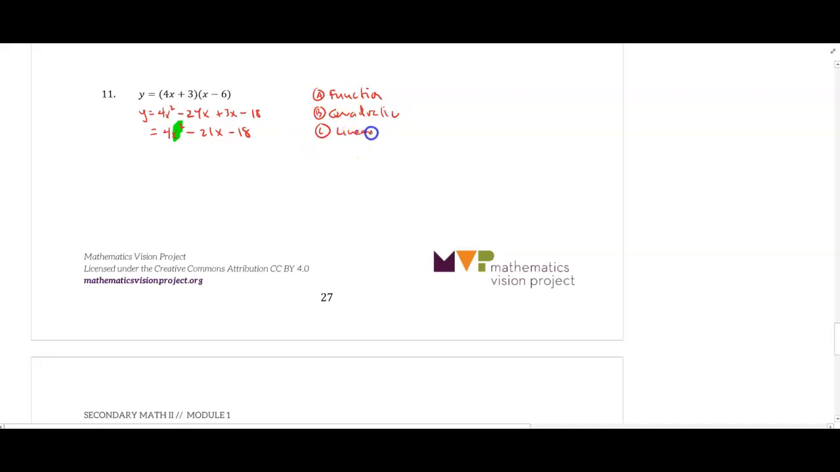C, I know it's a linear rate of growth. And what I would do is just create a table. And then take that table and graph it.